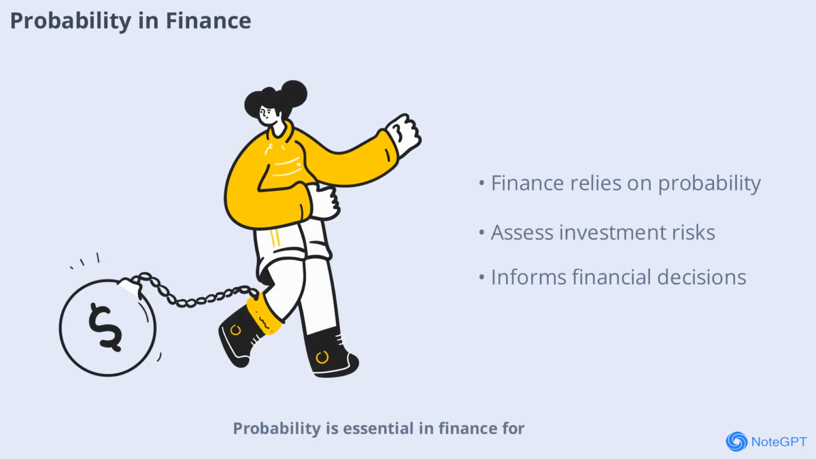Probability is essential in finance for assessing risks and making investment decisions. Financial analysts use probability to estimate the chances of different outcomes, like stock prices rising or falling. By understanding these probabilities, investors can make informed choices and manage their portfolios more effectively.